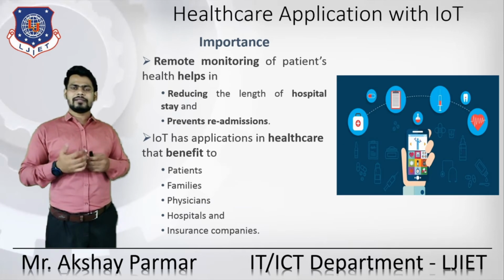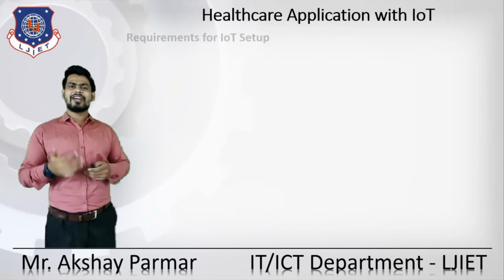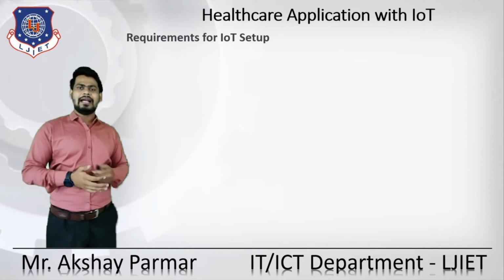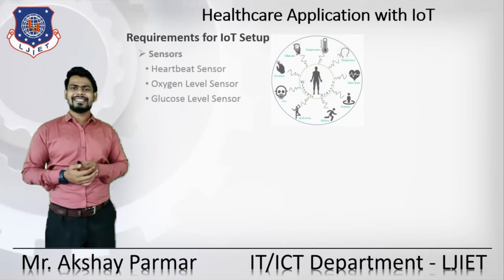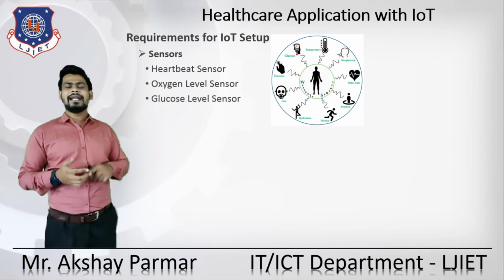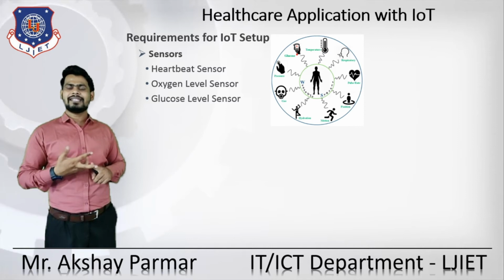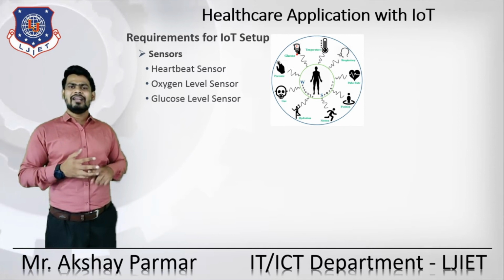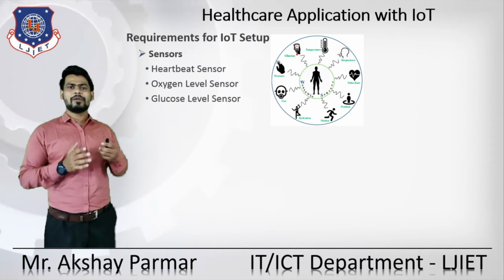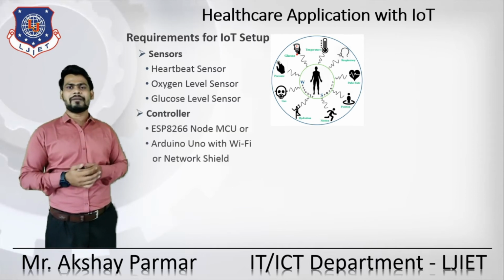So let's see what the requirements are for an IoT application when it is embedded into the healthcare industry. The first one is sensors. For monitoring the patient, we need a heartbeat sensor, an oxygen level sensor, a glucose level sensor, and many other sensors. With the help of these, we can get data for that particular patient.